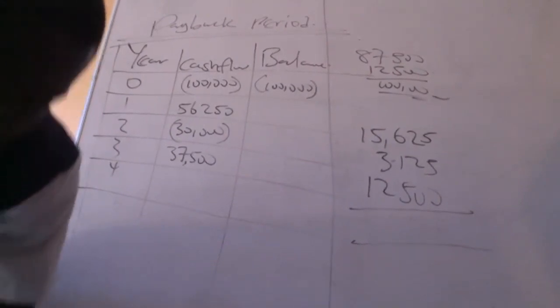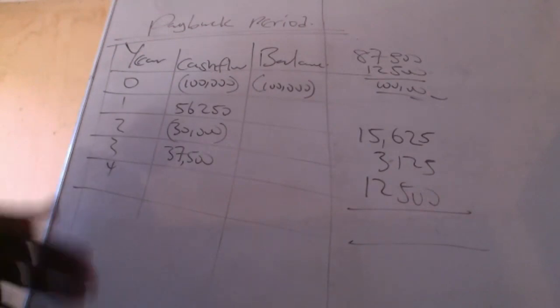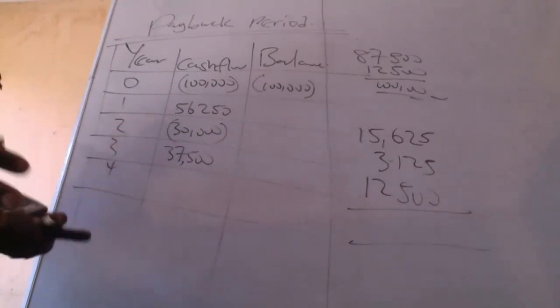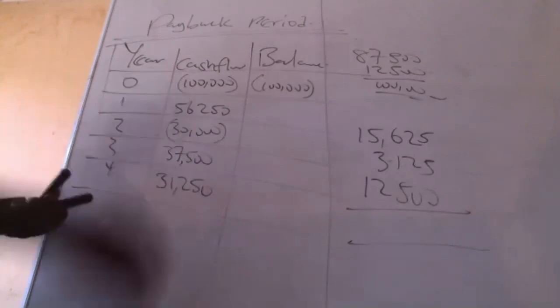Now, for the answers for payback, either you say the project will pay back or the project will not pay back. If the answer is negative, it means the project will not pay back. If the last balancing figure is still negative, the project will not pay back. I like that. 31,250. So the cash flow for the last year is 31,250. Good. Now let's continue the game.